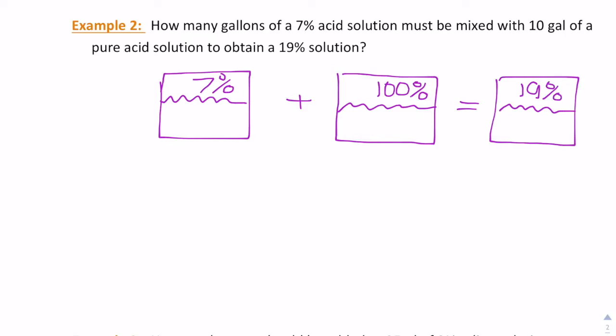So amounts that you know, you want to know how many gallons of your 7% solution. So amount-wise, I'm just going to label that with X. And then you're going to mix that with 10 gallons of your pure acid. And then if you've dumped all that together, your amount that you're going to end up with of 19% solution is X plus 10 gallons.